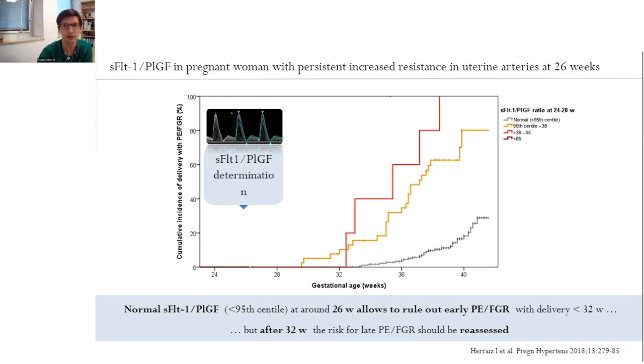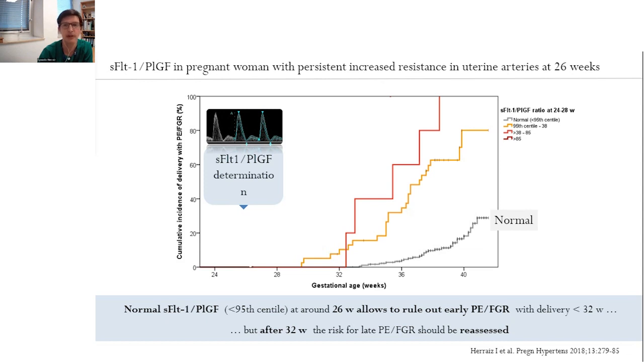It differentiates very well which patients are going to develop not only preeclampsia, because these markers are markers of placental dysfunction, but also fetal growth restriction, from those that are not going to develop them. So in those patients that we know have high resistances in the uterine arteries, but most of them are not going to develop preeclampsia or fetal growth restriction, when we had a normal ratio, what we see is that from 26 weeks to 32 weeks, none of them are going to develop preeclampsia or fetal growth restriction.